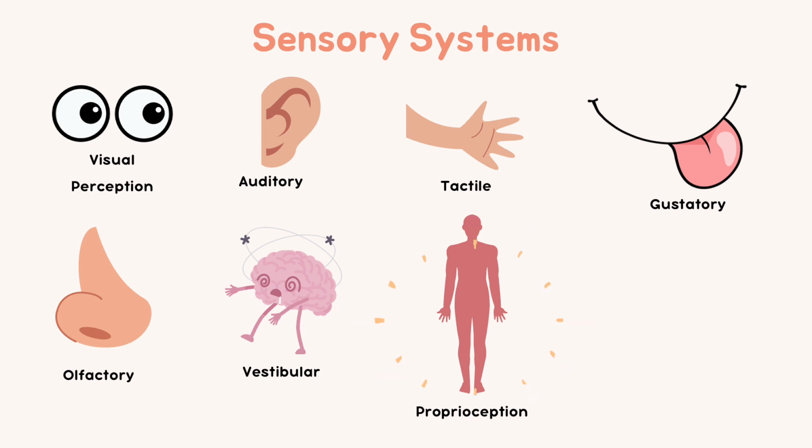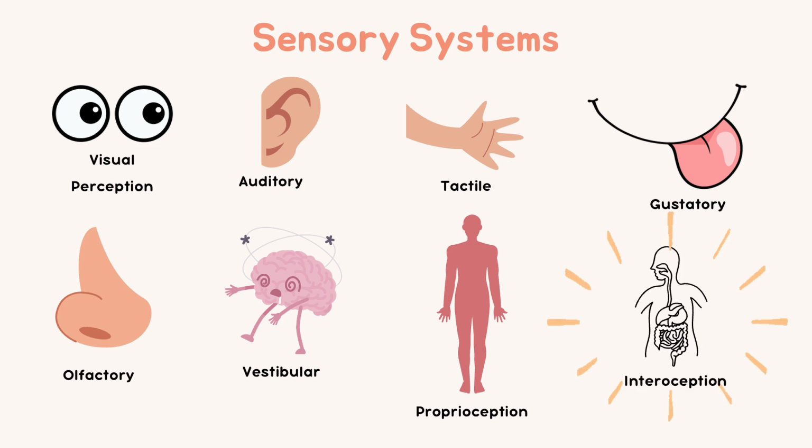Up next is proprioception. So this is your body's ability to detect where it is in space without being able to see it. So for example, when you close your eyes, you're still able to touch your nose with your fingertip because of proprioception. And lastly, we have interoception. So this is your body's awareness of its internal state. So for example, are you hungry? Are you thirsty? What are your energy levels like today? That's your body's interoception.